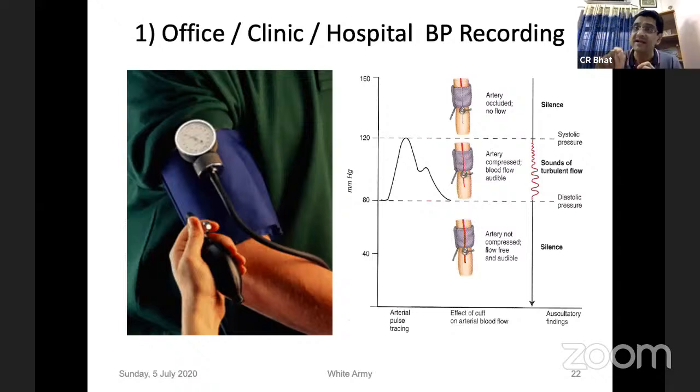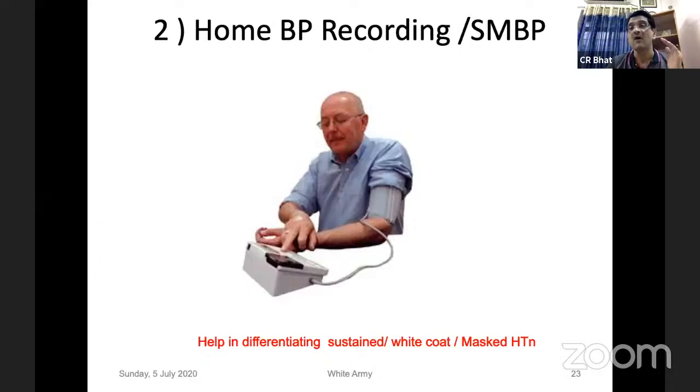So we note the arm with the higher blood pressure, and that arm should be used for further monitoring. If there is a difference of more than 10 millimeters, you should always record the blood pressure in the lower limb as well to find out the difference. Lower limb systolic blood pressure is always 10 millimeters more than the upper limb blood pressure. Now, home recording of blood pressure, I have told you.